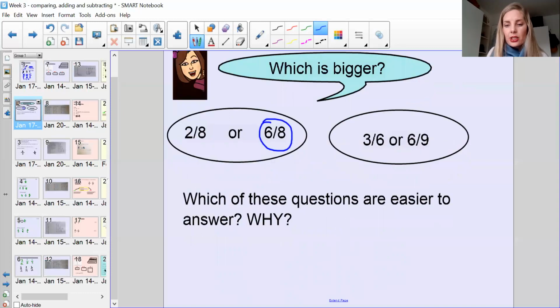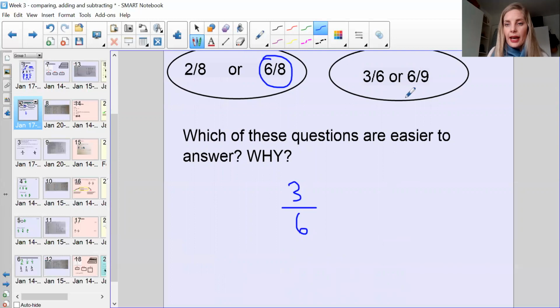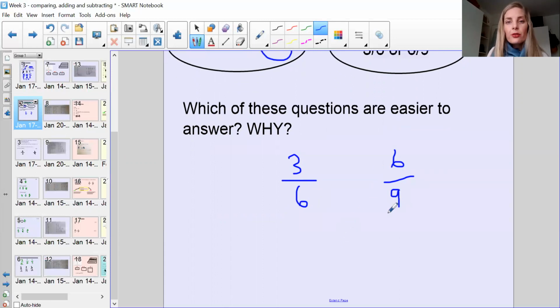Right, now I have a fraction where it says I have 3/6 and I have 6/9. Now, these are not the same denominators. Now, in order to compare, we need to make sure that we have the same denominators. So what can I do to make these denominators the same? I can make equivalent fractions. So what number can both 6 and 9 go into?